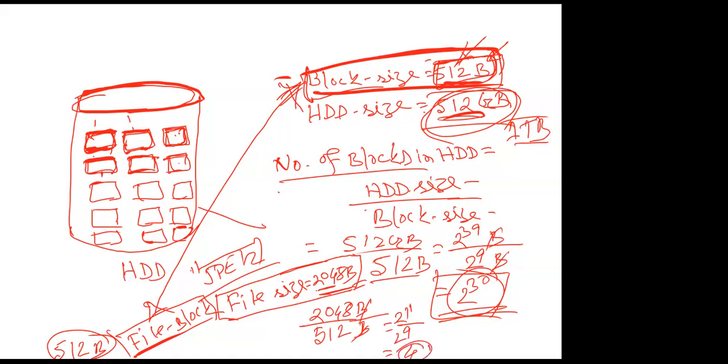Block size is 4 for this file. This is a single file, and you get a total of 4 blocks. So what you can do now, this is the file, let's say this is file f1. This file contains a total of 4 blocks.